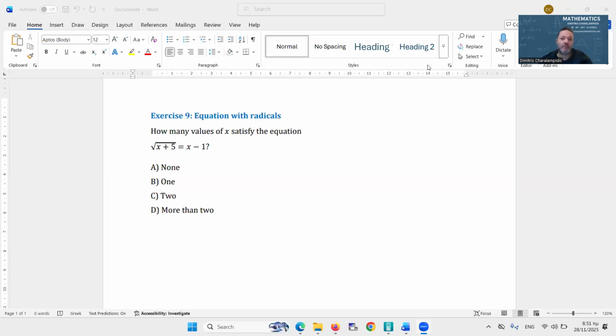Exercise 9. How many values of x satisfy the equation root of x plus 5 equals 2x minus 1? Well, I think that this should be a typical exercise in which we should use either a calculator, if we have with us any, or simply Desmos.